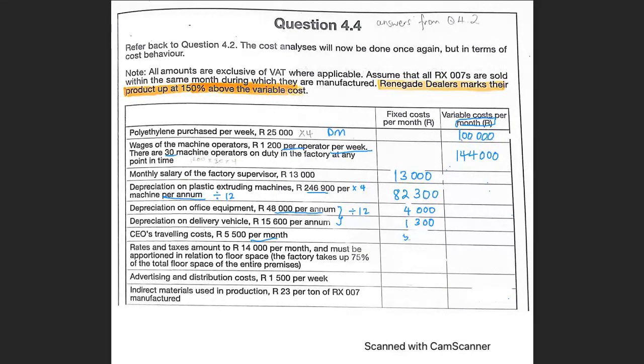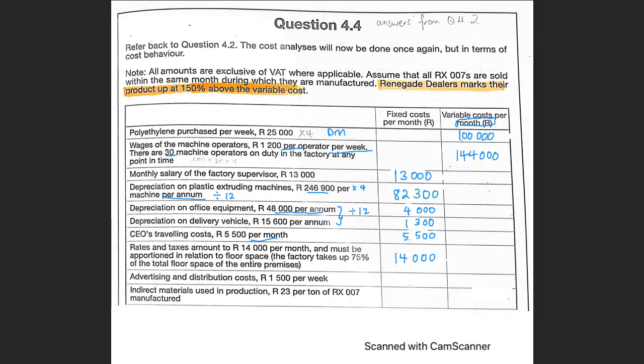And then the CEO's traveling will have, again, no impact from the number of units being produced. This is an item that's completely independent. It is not going to depend on what the level of production is. Then you have your rates and taxes as well as rent, which are always fixed in nature. And this is an amount of 14,000 Rand. So the entire 14,000 Rand will be allocated to a fixed cost.